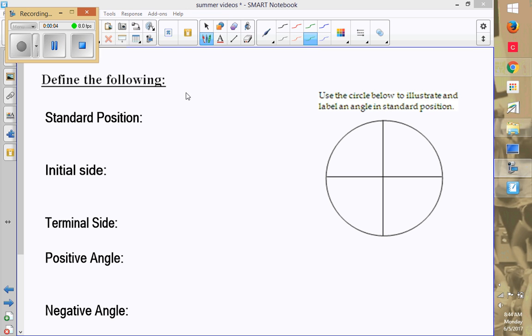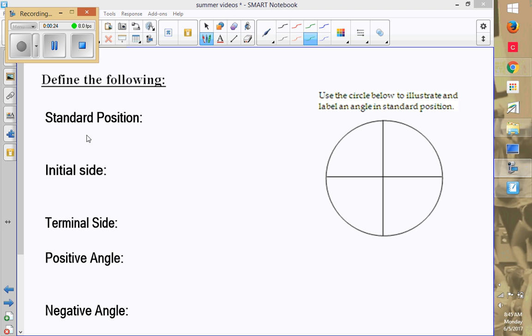One of the biggest things in trig that you will see, and we're going to start talking about, is how to draw an angle, some of the vocab for angles. So we are going to talk about just angles in general. So let's define some vocabulary first.